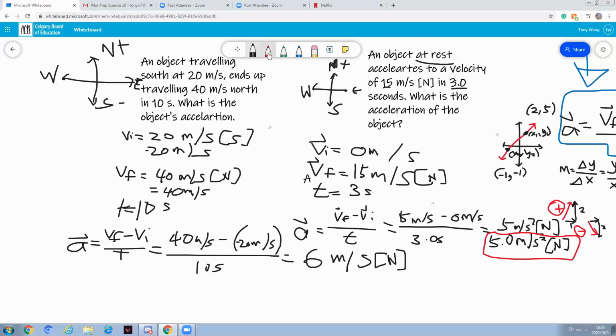Okay, so let's see what we need for all the final answers. First we need a number that's in the correct significant digits. Is 6 the right significant digits? It would be 6.0. Now we need to look at the units. Are these the right units for acceleration? Oh no, meters per second squared. And is this the right direction? Yes, because it is positive. So this is your final answer.